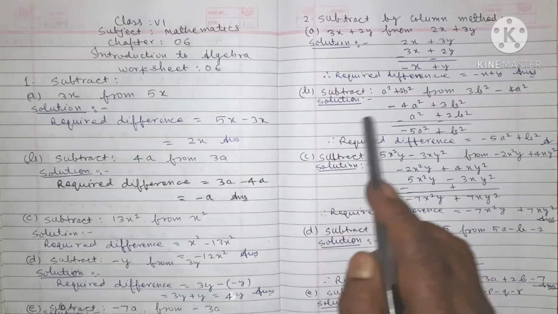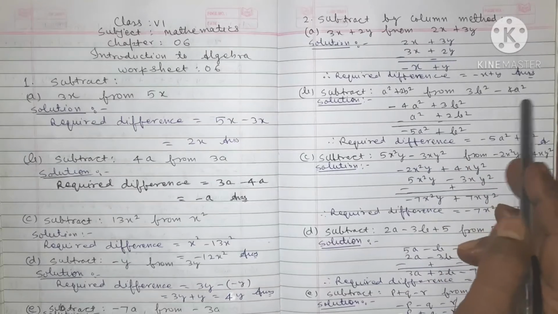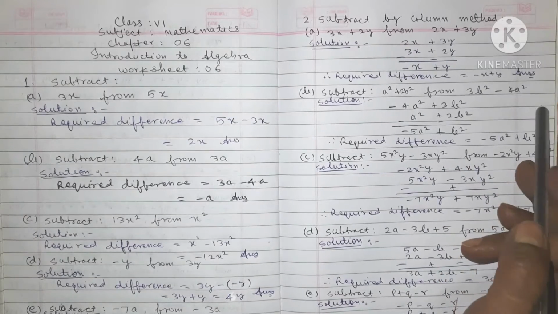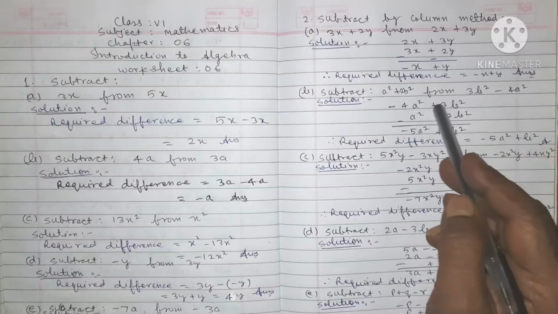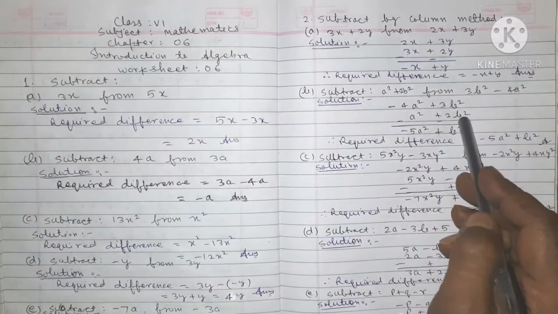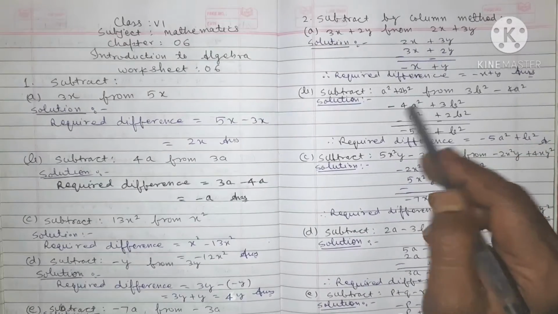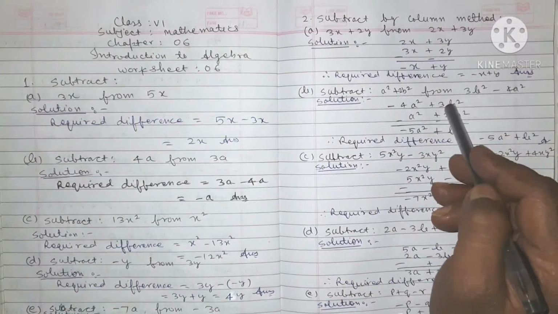Now question number 2b, subtract a square plus 2b square from 3b square minus 4a square. After "from", we write in the first line, and before "from", we write in the second line. So for the solution of this question, we write minus 4a square plus 3b square.